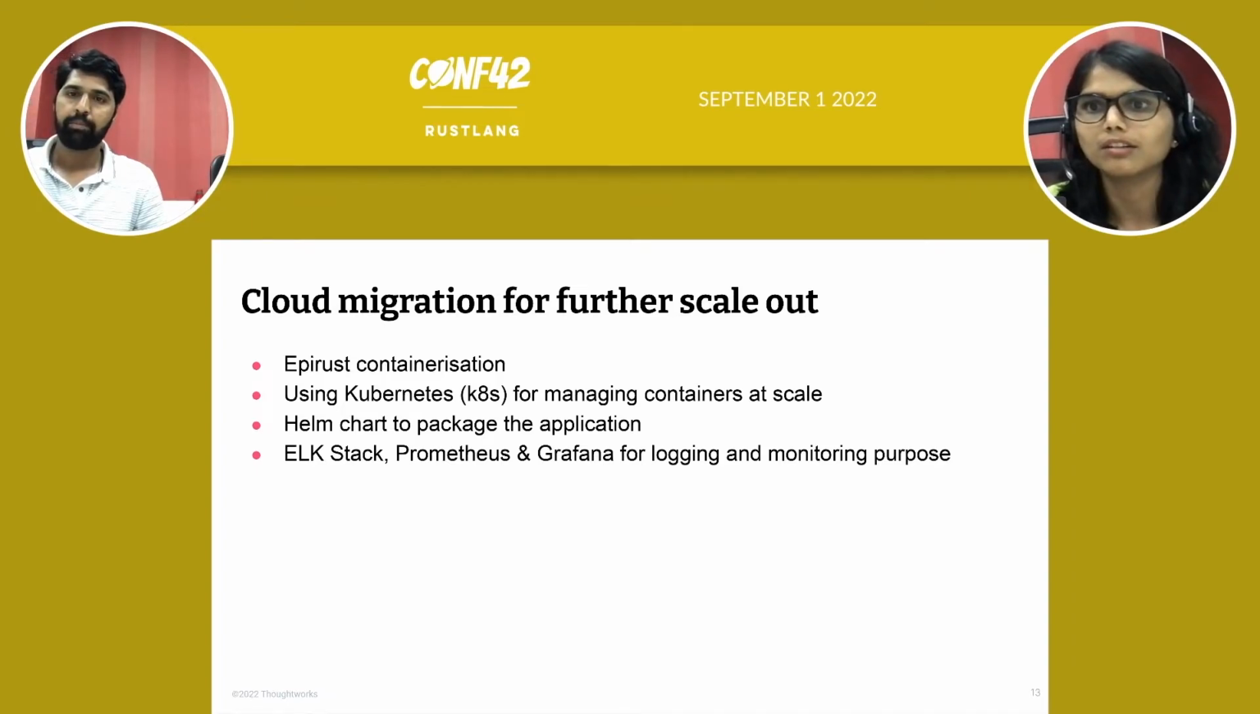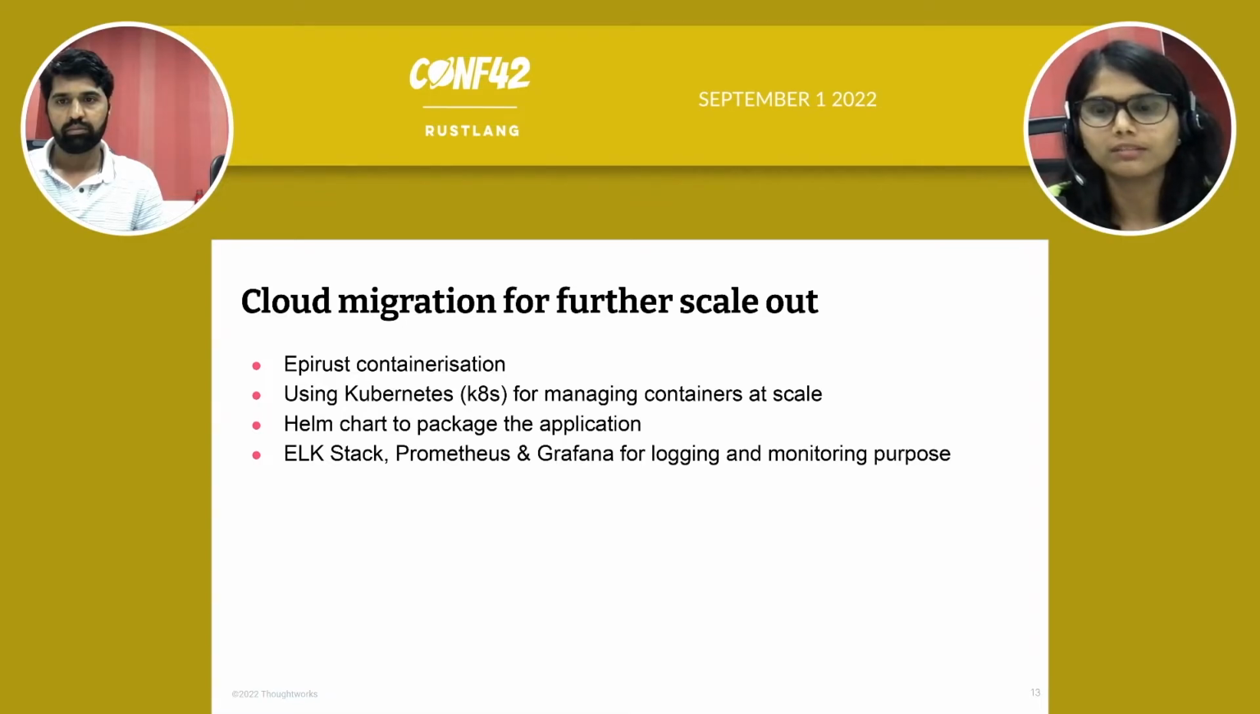First we containerized EpiRust, and then we used Kubernetes for container management at scale. Basically we are using Kubernetes jobs for the engine and orchestrator, and Kafka is again deployed on the cloud. We are using a Helm chart to package the application, so anybody can, according to their use case, change the config values in the Helm chart: which way they want to run, serial, parallel or distributed, and how many engines, etc.